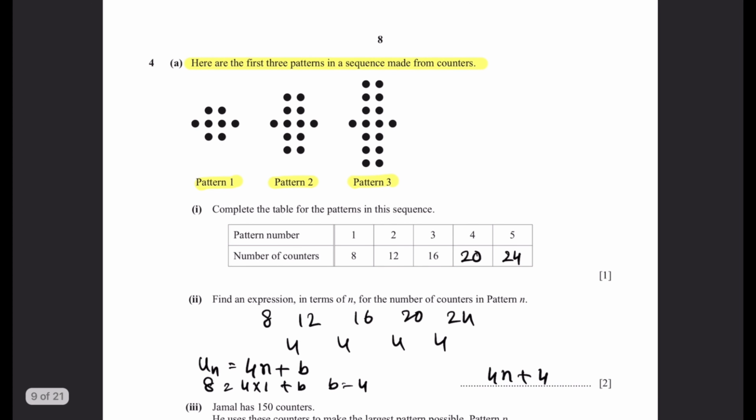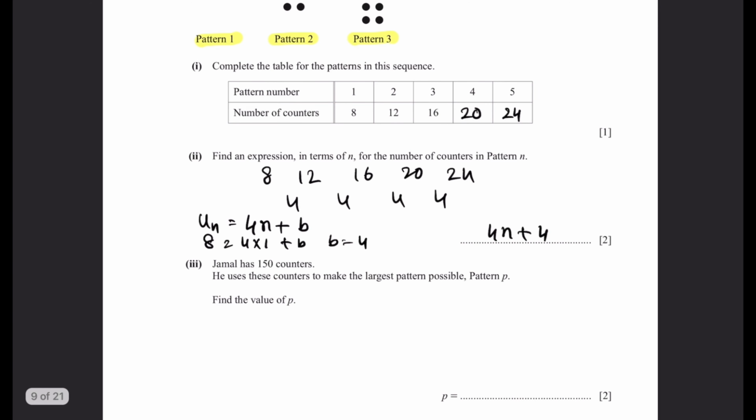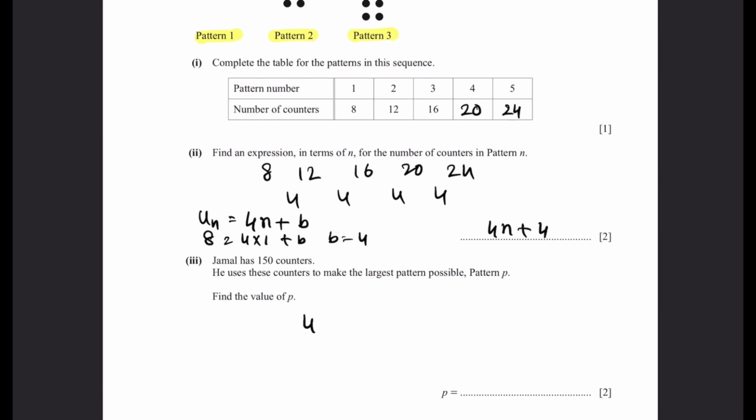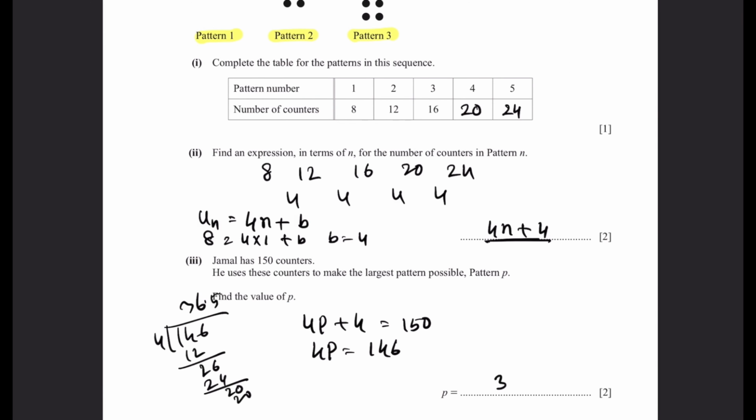Jamal has 150 counters. He uses these counters to make the largest possible pattern, pattern P. Find the value of P. So 4P plus 4 equals 150. So 4P equals 150 minus 4, 146. So there will be 36 patterns. Okay.